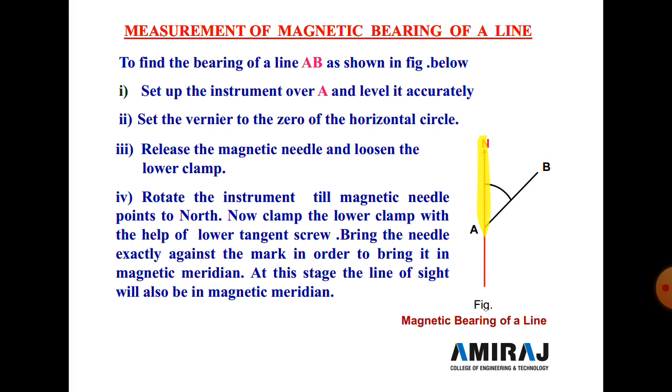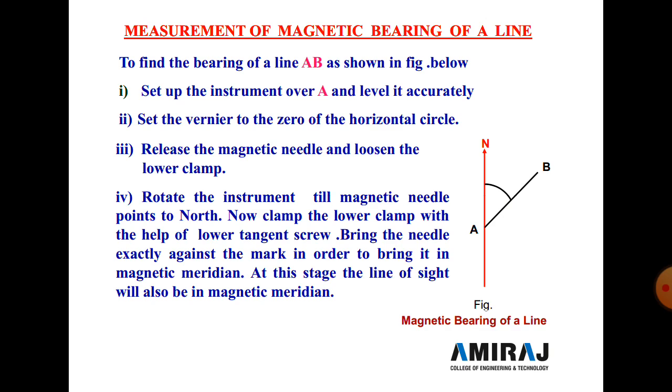Then we bisect the B point, because for the AB line we measure the angle with respect to the north direction. So here the upper clamp is loosened, and turn the telescope in a clockwise direction and bisect the B point, and we measure the horizontal angle in window A. So this angle is called the magnetic bearing of a line.